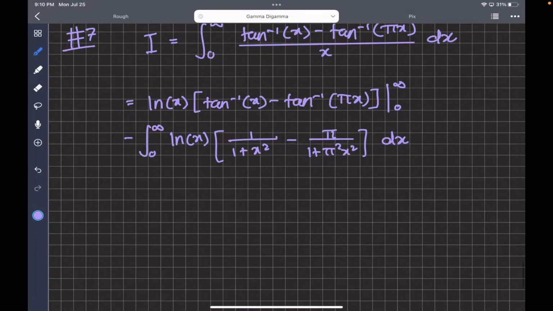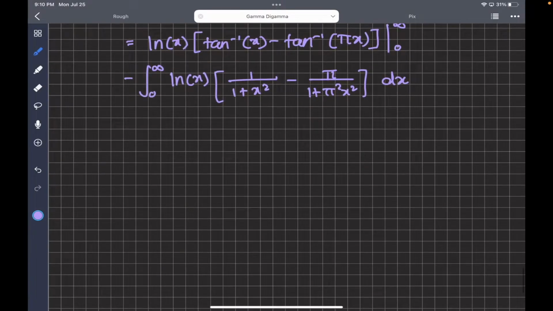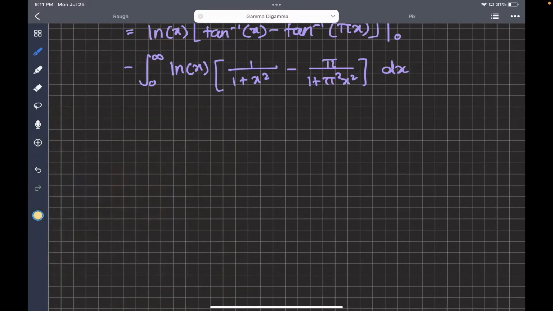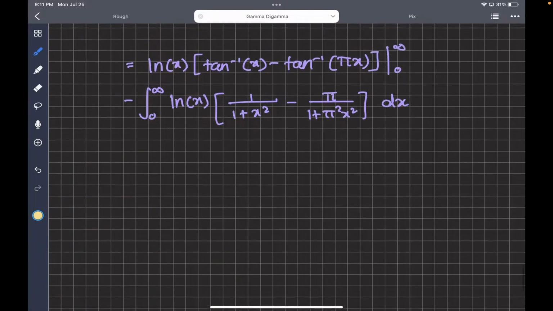Now, in all sincerity, the hardest part of doing this question was actually doing the first term in this integration by parts result: the limits. The second term was pretty much just a case of substitution and it works out. So let's do the limits. Let's do the limit at 0.